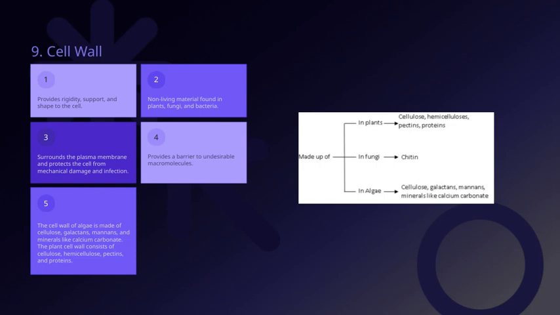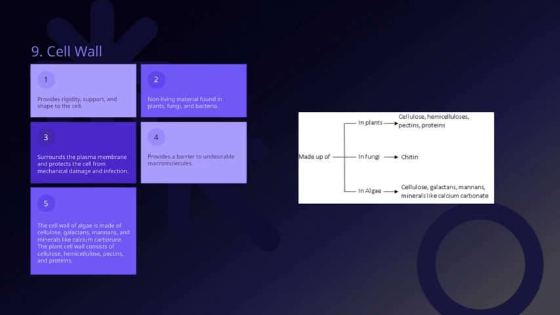Let's talk about the cell wall, starting with algae. The cell wall in algae is composed of a mix of different substances, including cellulose, galactans, mannans, and minerals like calcium carbonate. These components give the cell wall its strength and structure. Now, when we look at plant cell walls, they are primarily made up of cellulose, but also include hemicellulose, pectins, and proteins. These materials work together to provide the plant cell with rigidity and support.